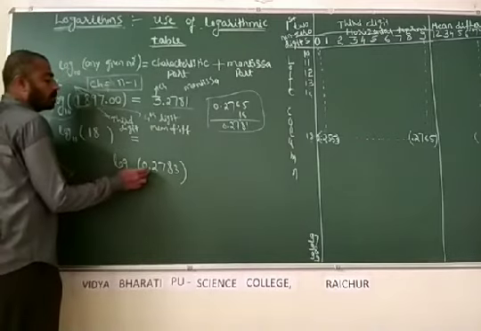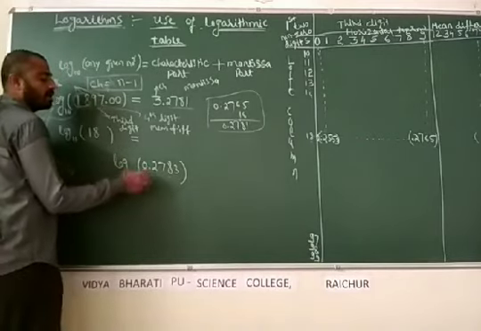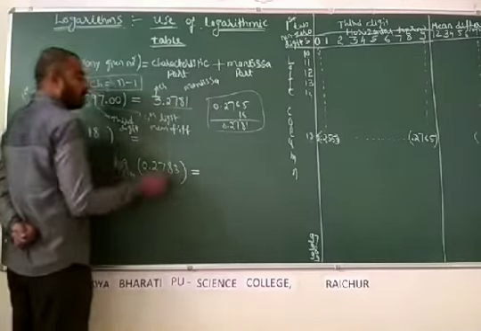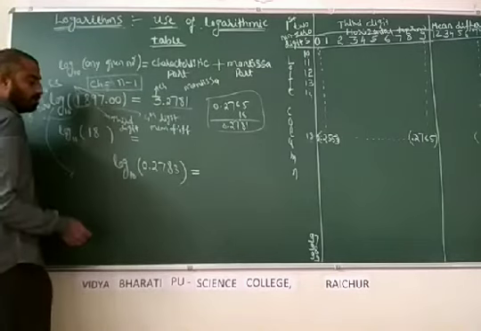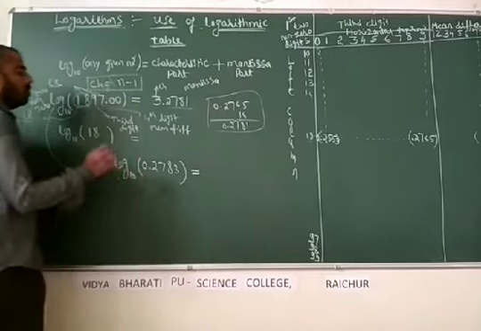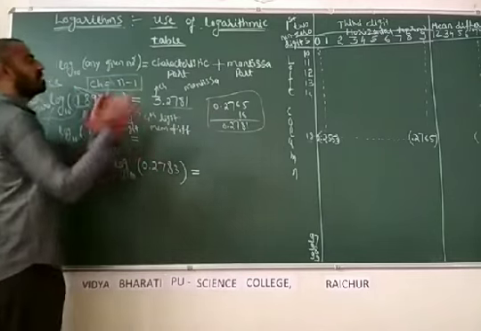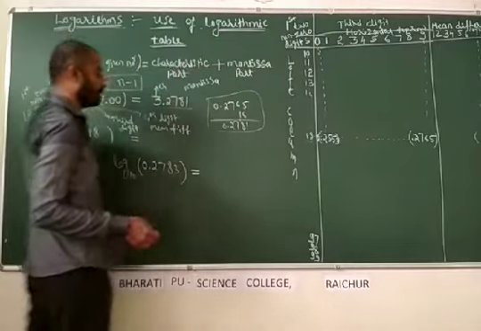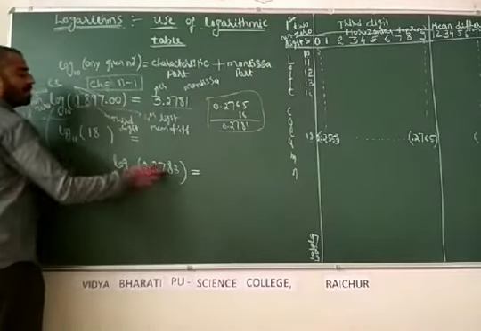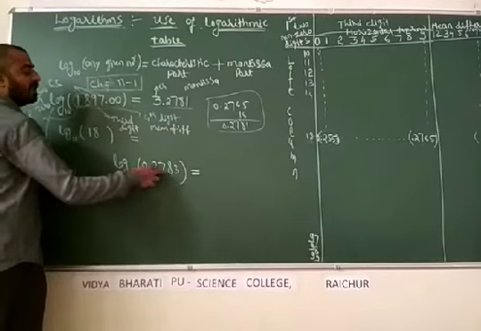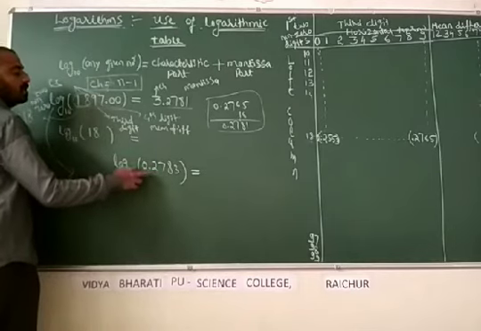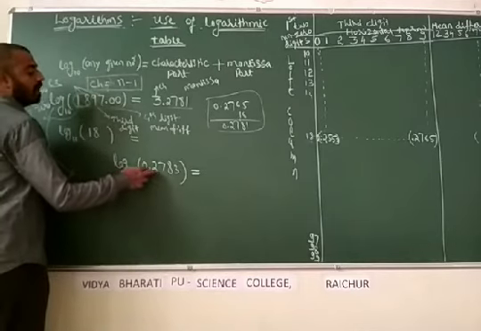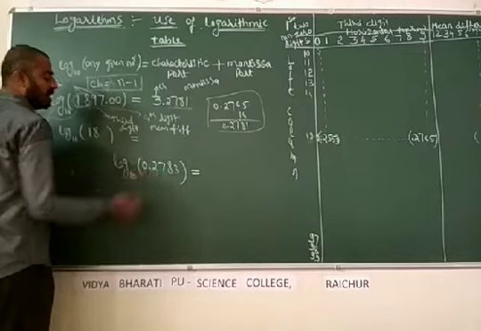Now, first what do we have to do? We have to find its characteristic. Then we have to find its mantissa, because the logarithmic value of any number consists of two parts, the characteristic part and the mantissa part. To find the characteristic, we have to check whether the number is greater than 1 or less than 1. 0.27 is less than 1.